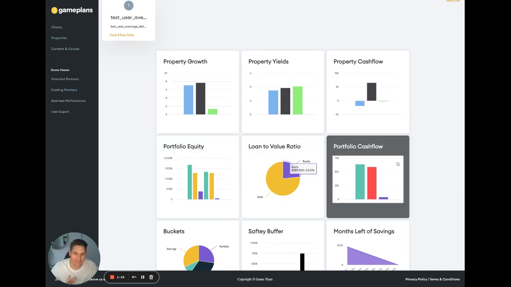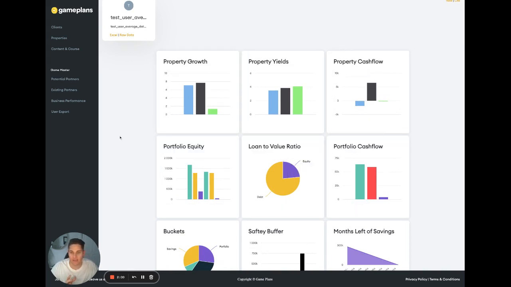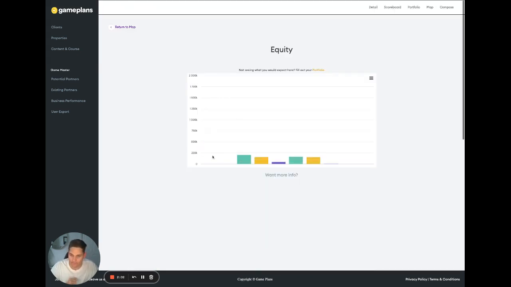Now for our second tier, or second layer of graphs and charts here, our first one is our portfolio equity. Essentially, the first thing is our total portfolio value. All of those three properties combined are about 1.6 mil. Our total debt on that is around 1.2. And the difference between those two numbers is in the purple box here, the equity at 393,000. So that's how much equity we own of the portfolio that we hold today, which is very different to borrowable equity.